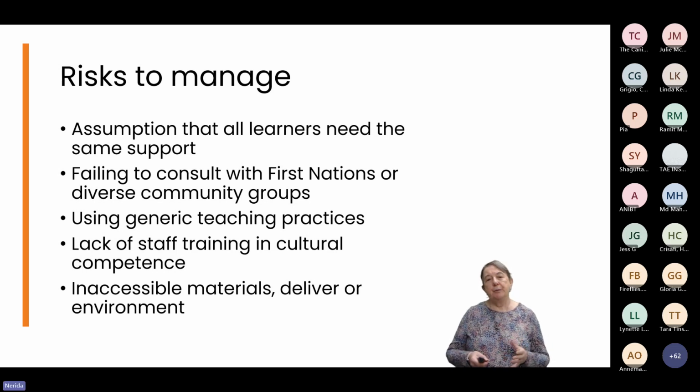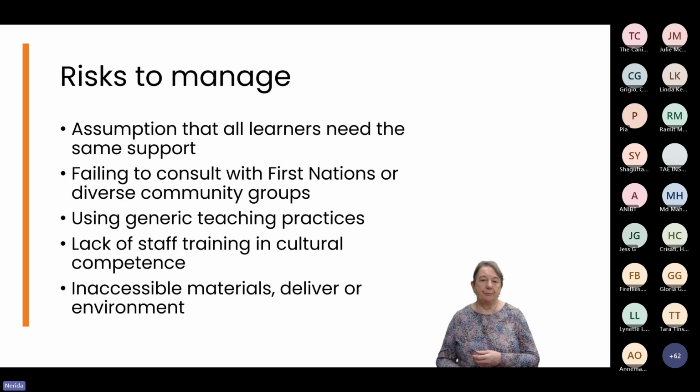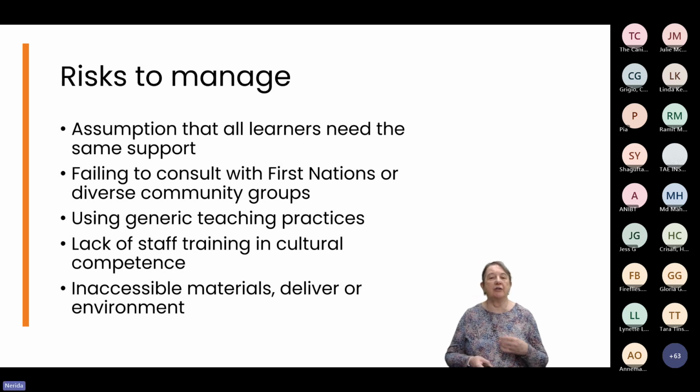So standard 2.5, RTOs need to stay alert to the things that can unintentionally shut learners out. And that means avoiding common missteps like assuming every learner needs the same kind of support. Skipping consultation with First Nations or diverse communities. Teaching with a one-size-fits-all approach, and not training staff in inclusion, cultural safety, or trauma-informed practice. And delivering training in ways that just aren't accessible for learners with a disability.